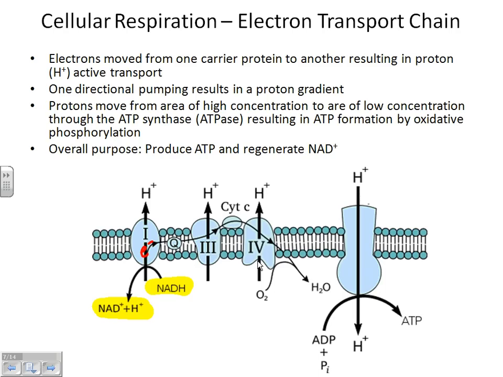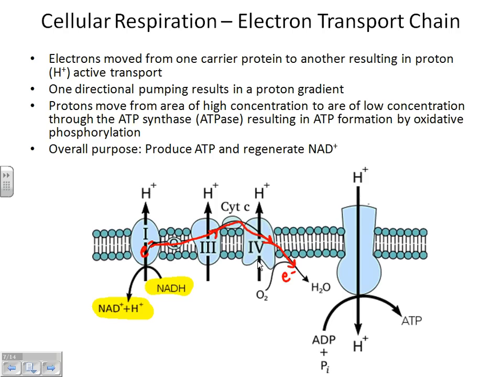All right, electron is now in protein number one. It hops on this little Q. He's just a little carrier. He goes to number three. He hops on the other little carrier, goes to protein four. Now we're done with him. We spit the electron out.